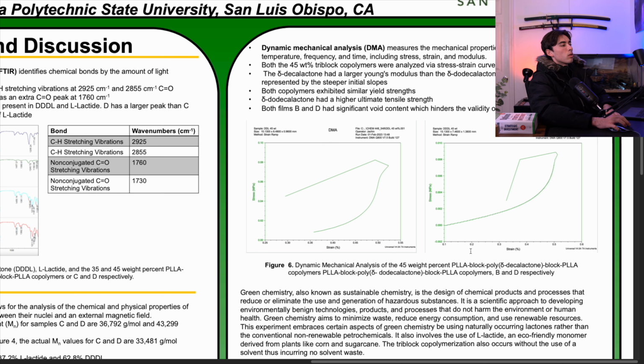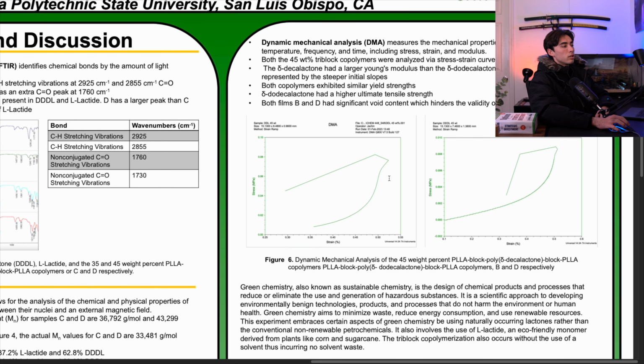DMA was only run on the 45 weight percent DDDL PLLA triblock copolymer, and it was also run on a separate group's sample, where instead of δ-dodecalactone, it was decalactone, and it was also 45 weight percent. So you can see both of those curves here in Figure 6. You can see that the decalactone had a larger Young's modulus than the δ-dodecalactone, which is represented by the steepness of the slopes.